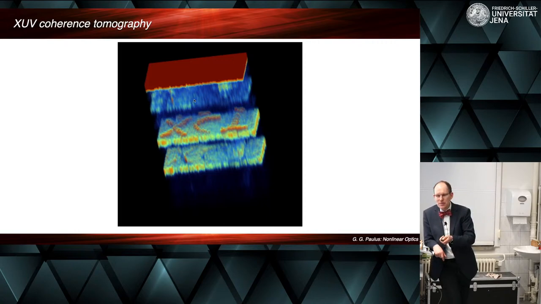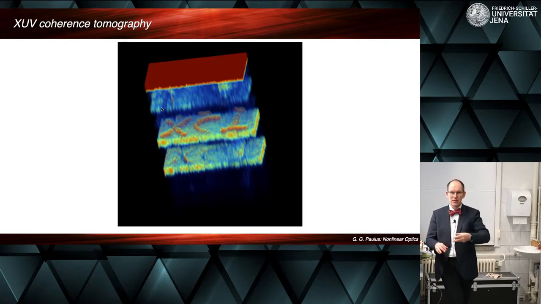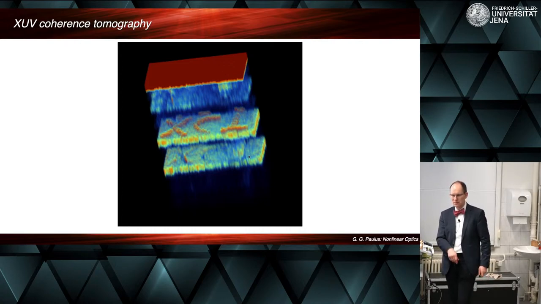So instead of doing it in the optical regime, we use these high harmonics, which you saw have a very broad bandwidth, in order to look at the depth structure of solid state material. What we did here is that we buried two layers of gold in silicon, at a depth of 200 nanometers or 300 nanometers, and we even wrote a little bit of stuff on it. And with this technique, we are easily able to resolve that.